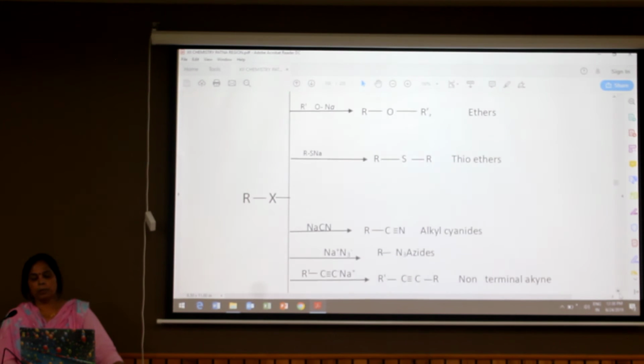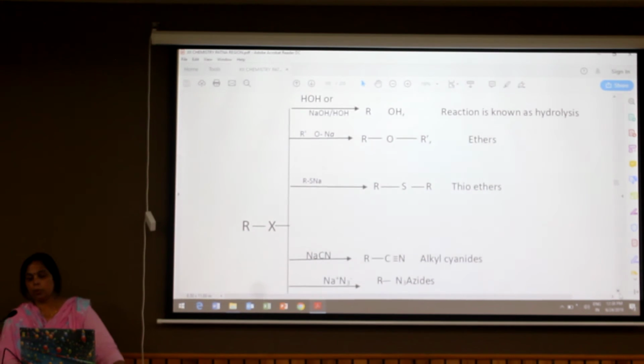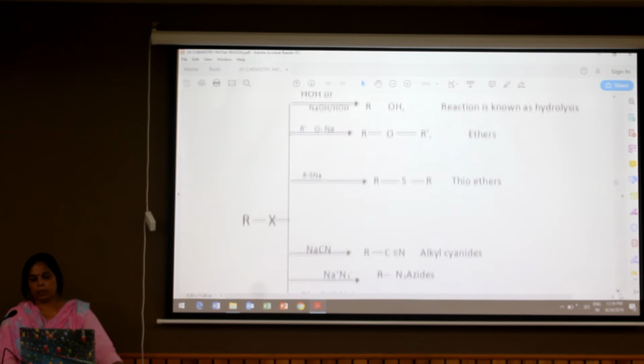Now we start some reactions of alkyl halides. These are nucleophilic substitution reactions. In this case, haloalkane is highly polar. So when it is heated with an aqueous medium of NaOH, the OH ion becomes a stronger nucleophile, replaces the halide ion and forms alcohols. Similarly, when alkyl halide is heated with the sodium salt of alcohol, we get ether. This reaction is also called Williamson synthesis.